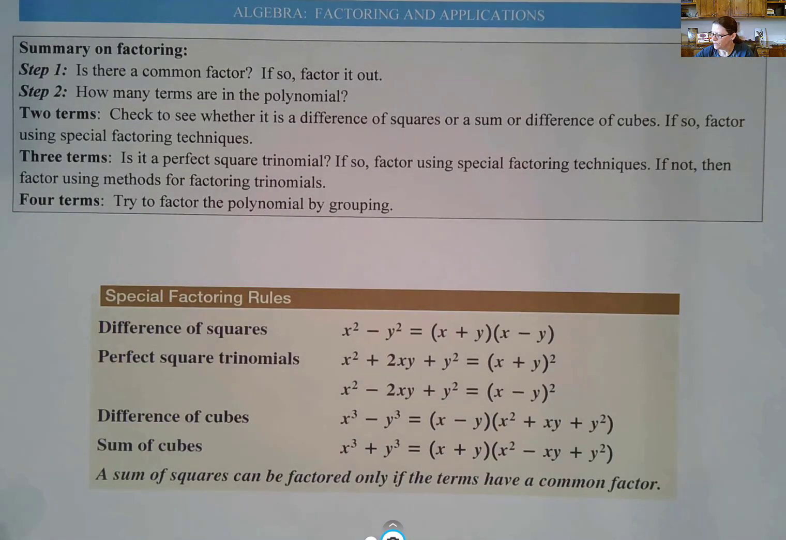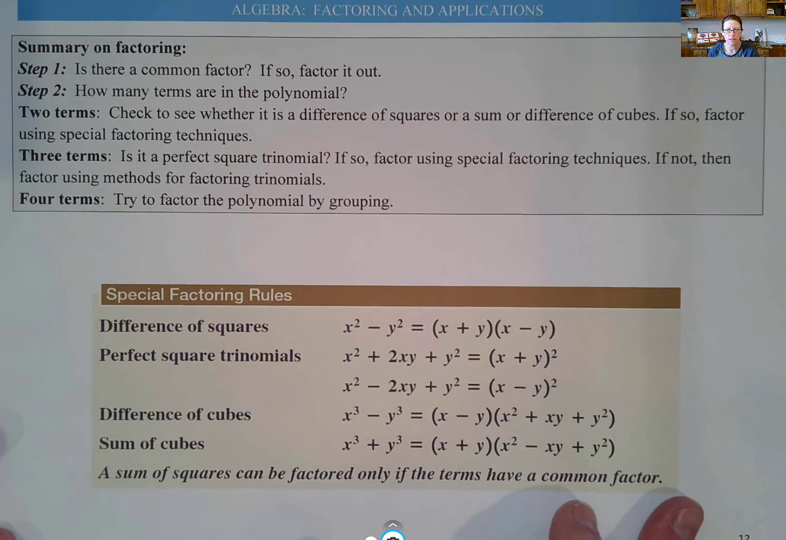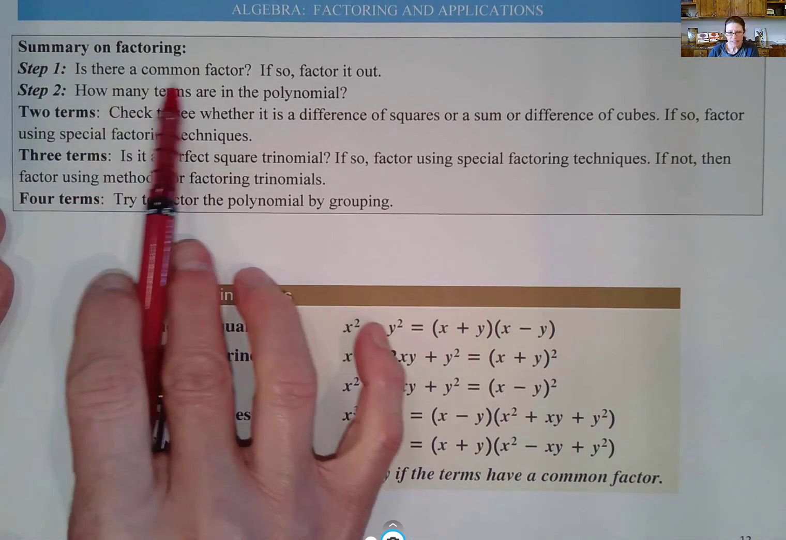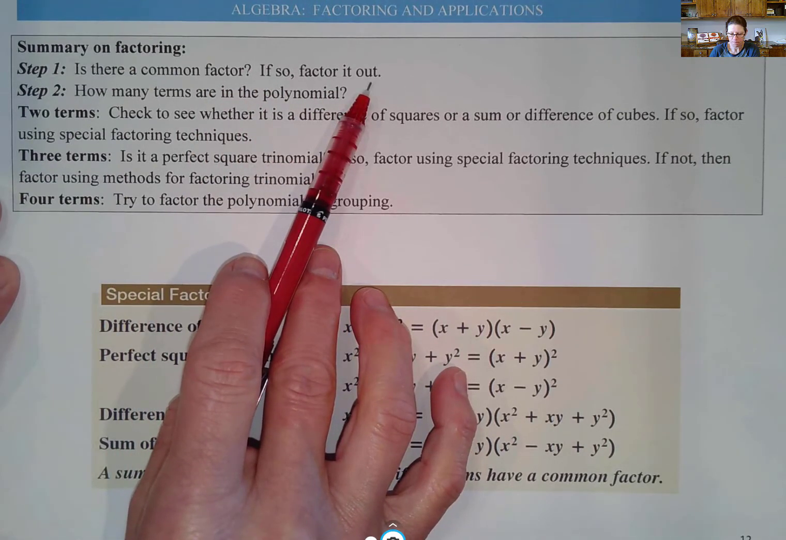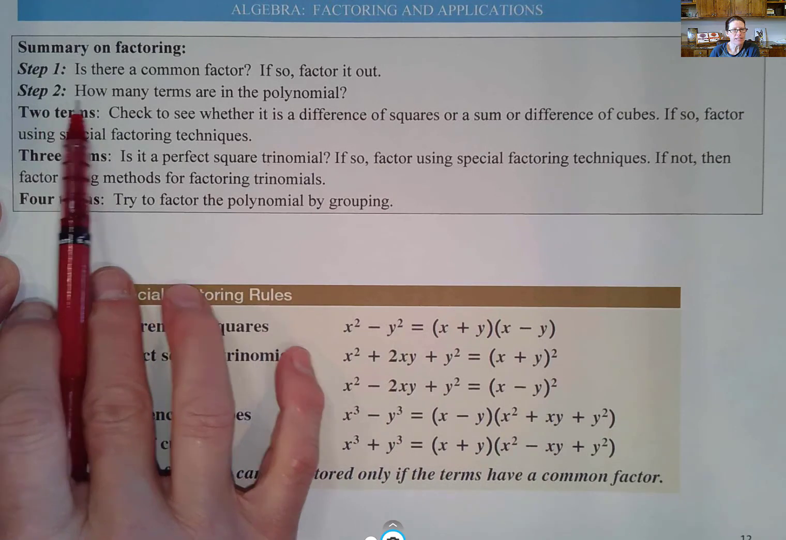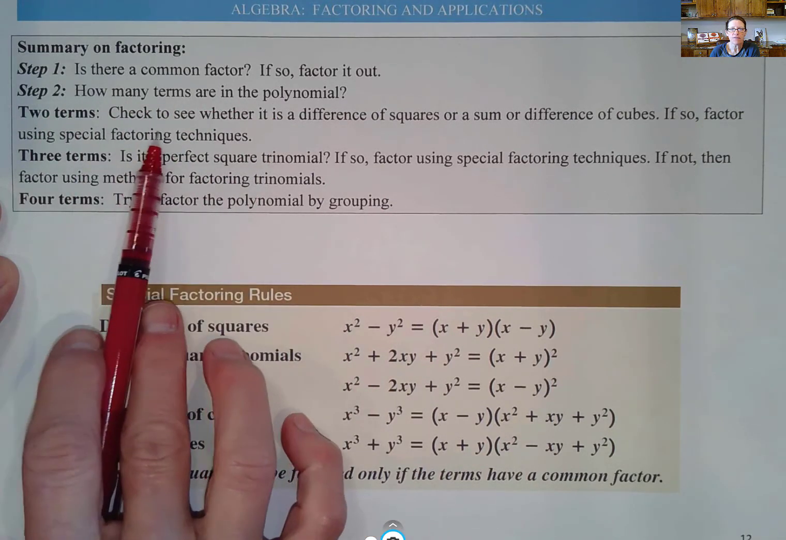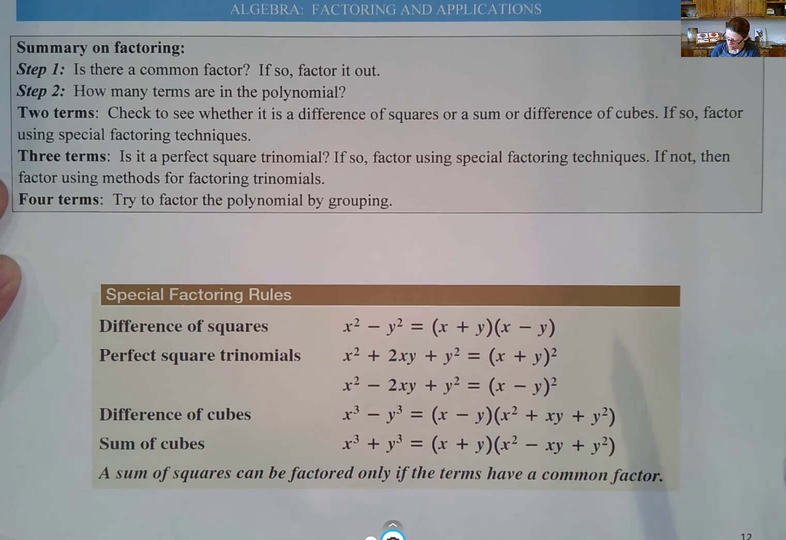Last thing I'd like to present to you is a summary on factoring, and this is just a really nice page to help you with any factoring problem that we've done. Okay, step 1, is there a greatest common factor? If so, factor it out. This is always your first step. Then ask yourself how many terms are in the polynomial. If there are 2 terms, check to see if it's a difference of squares or a sum or difference of cubes. And if so, factor using those forms.